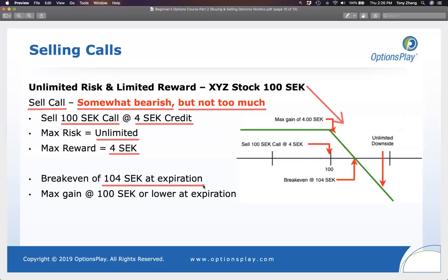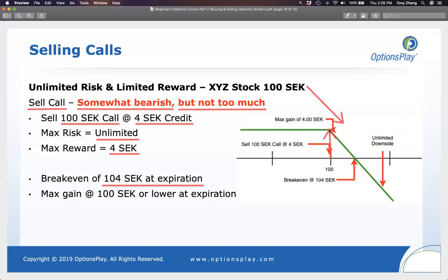So you think the stock's going to move lower, but even if it moves a little bit higher, if it moves up to 101, 102, 103, or even up to 104, you don't lose money because you've collected $4 up front. That's the buffer that you get. So it's a fairly, what we would consider, forgiving strategy, and you make your max gain here if the stock stays at 100 crowns or lower.